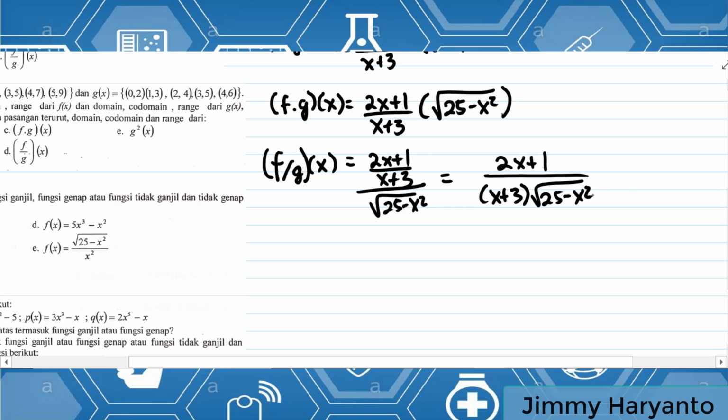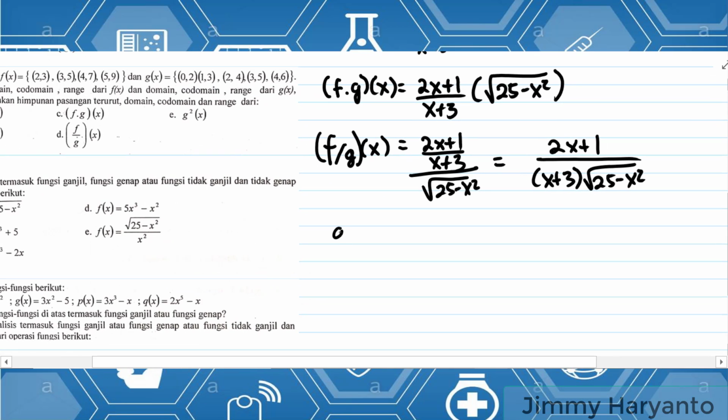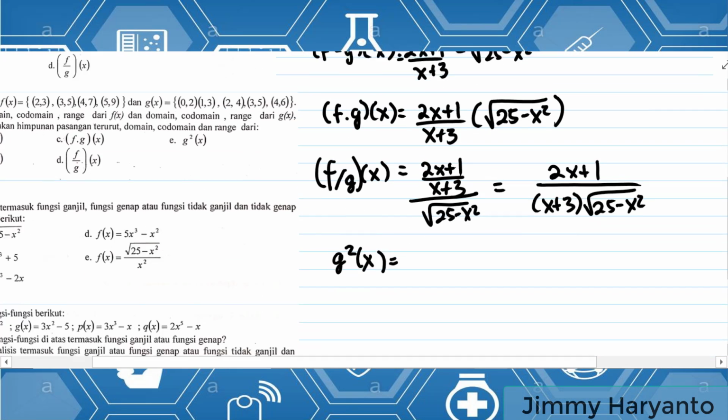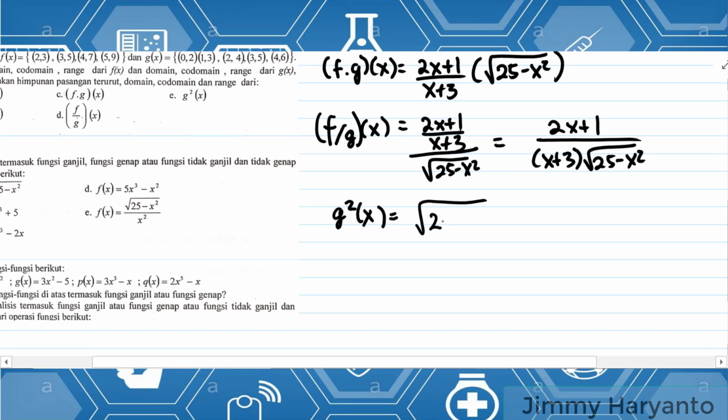Use your algebra correctly. Next, g squared equals, g squared means you have to square the g, the square root of 25 minus x squared, and then squared it will become 25 minus x squared. There you go. That is the answer for number 2.